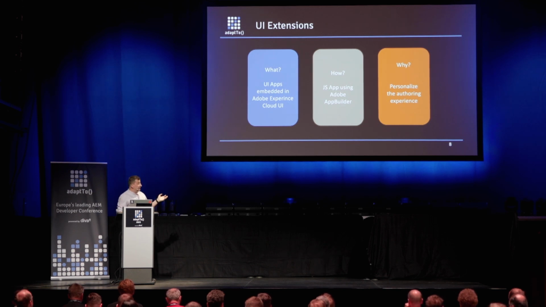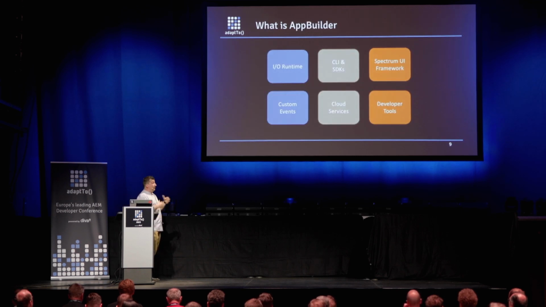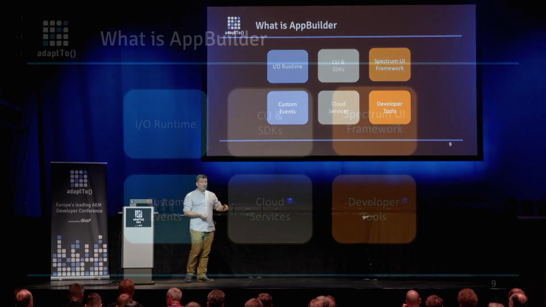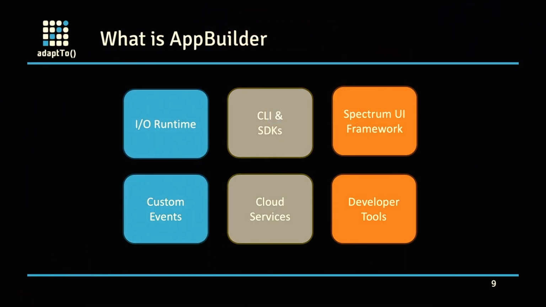So we've mentioned that those apps are running on AppBuilder. I see that most of you don't know what AppBuilder is. So AppBuilder is a portmanteau term that groups a bunch of different technologies and products bound together. There's IO Runtime, which is the serverless provider that comes with AppBuilder. You can run your JavaScript code in there. There are the custom events, also known as IO events, which, if you're familiar with the developer console, you've probably heard about. Then it comes with a bunch of CLIs and SDKs, of which the AIO CLI is the most prominent.